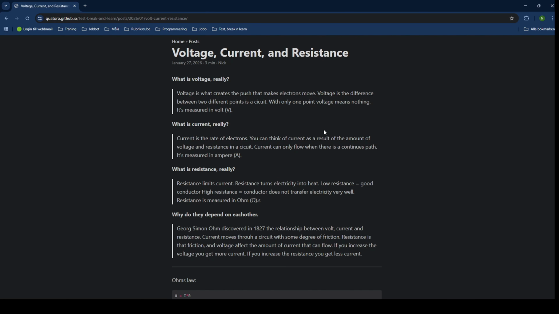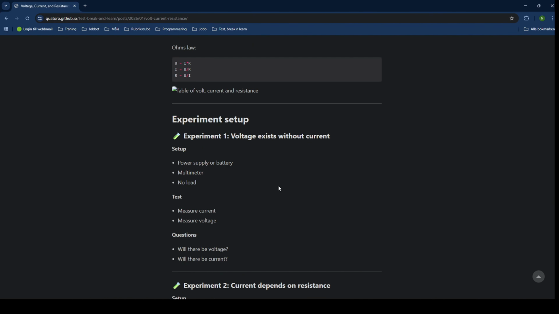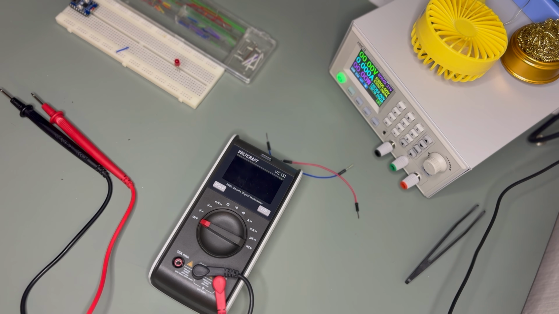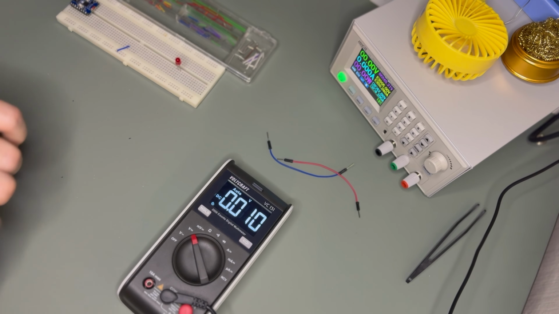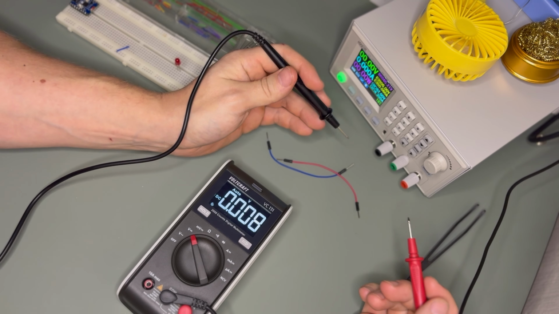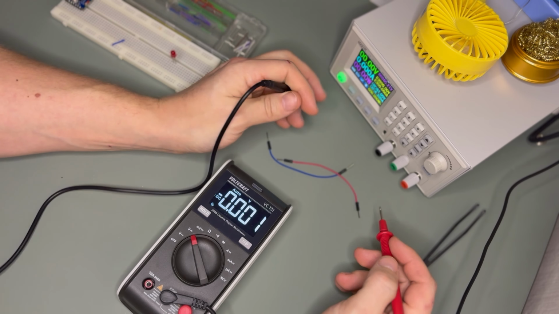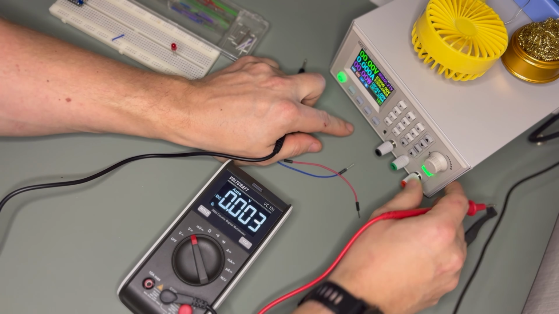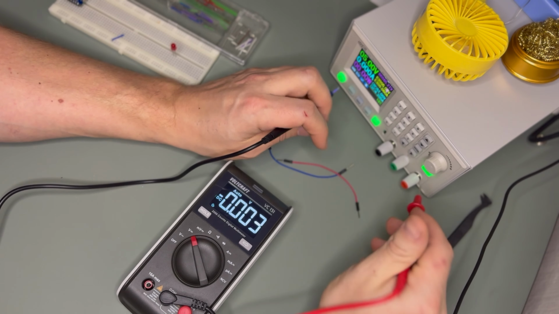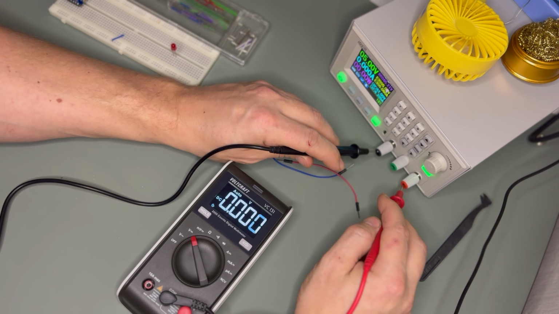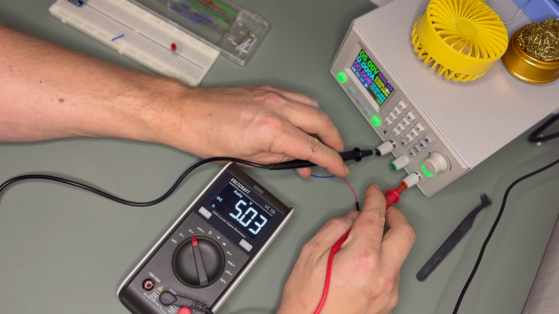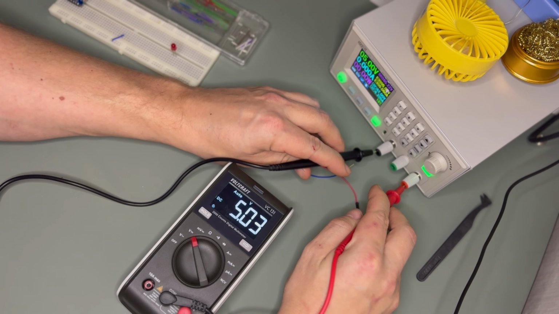So the first experiment is quite easy. I have my power supply, multimeter and no load. We're going to measure current and voltage. You can start by measuring voltage. Before I measure, I have my supply set to 5 volts, so 5 volts output, and this will show 5 volts. 5.03, so it's 5 volts.